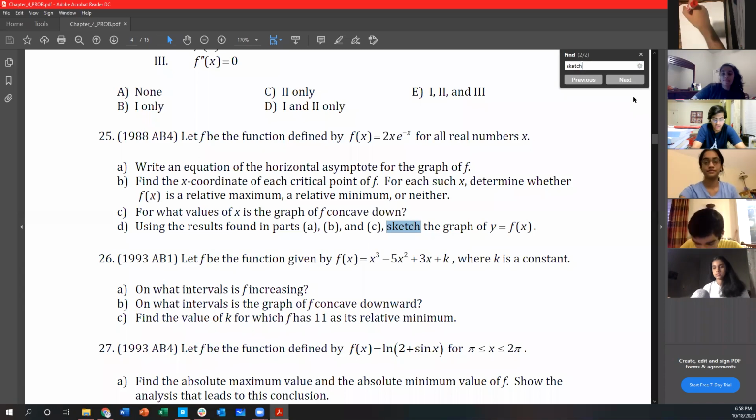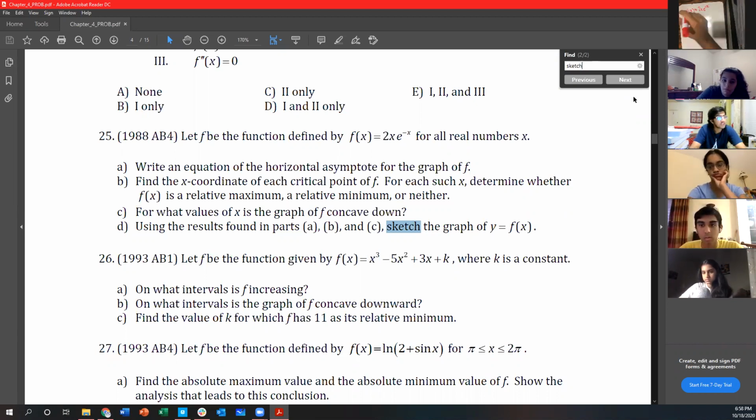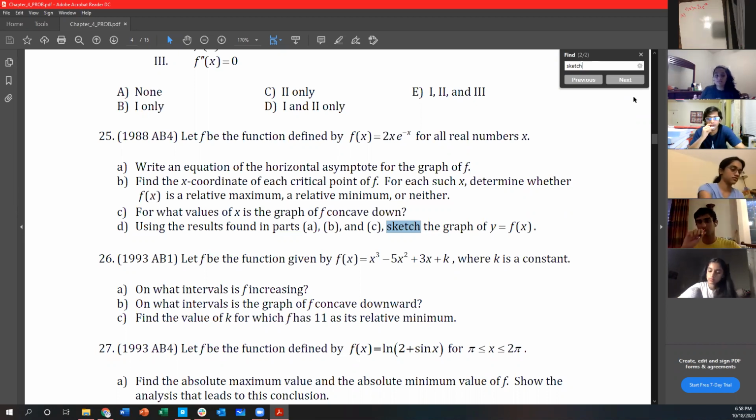Okay. f(x) is equal to 2x e to the minus x. Write an equation for the horizontal asymptote. Okay, how do we find horizontal asymptotes? Think about it. Think about it hard. How do we find the horizontal asymptote of a function?